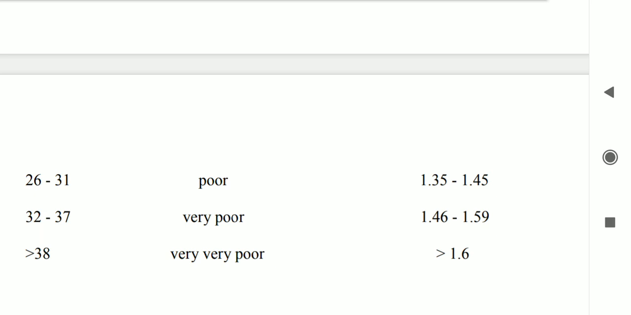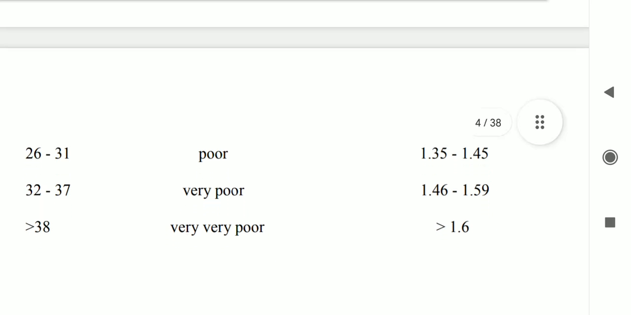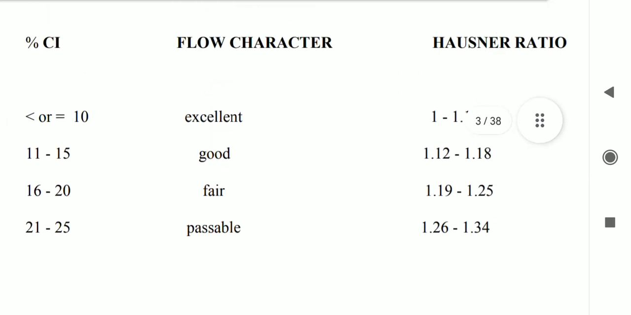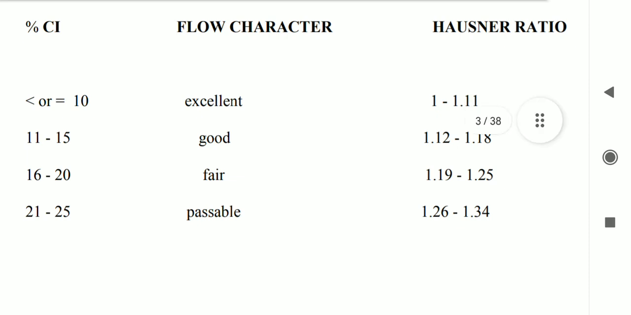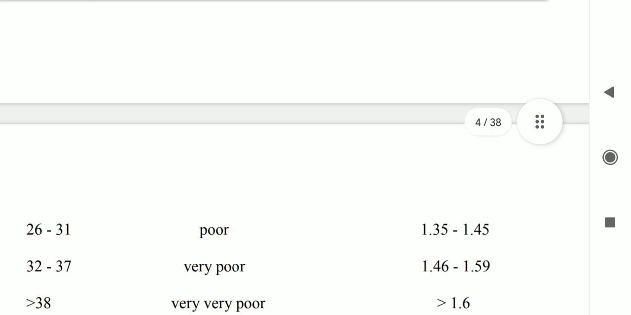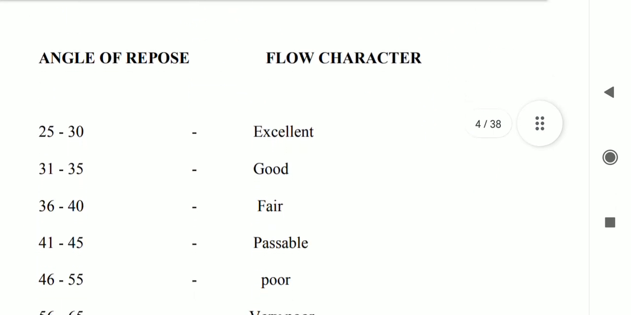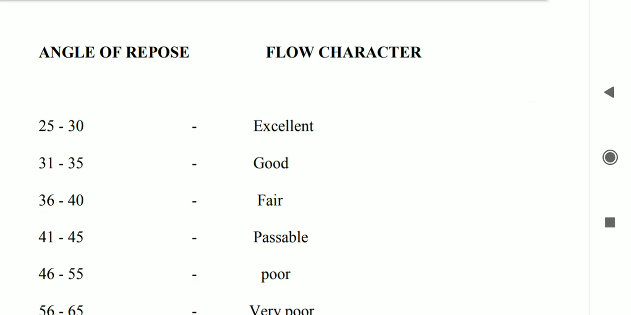This has a difference of 6. Then 32 to 37, this is also 6, and greater than or equal to 38 is the last one. So these are the values. Flow character gets worse if we increase the Carr's index. Now coming to the angle of repose. Angle of repose is given by tan theta, where theta is the angle of repose.